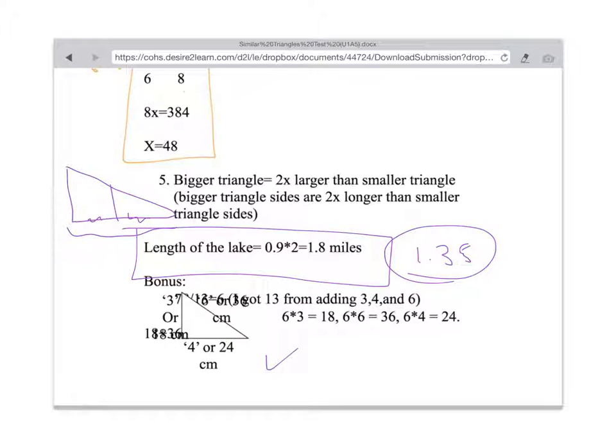Okay, your bonus is correct, and I'll add 2 marks onto that. Unfortunately, with some of these questions, I have to take several marks away because you're missing the most important part, which is showing that these triangles are similar.